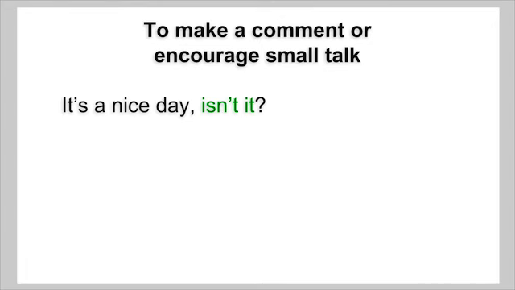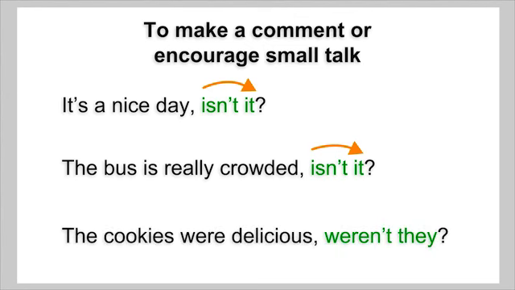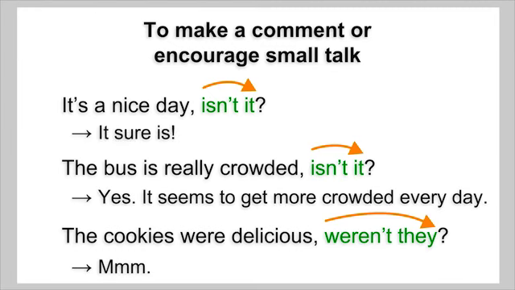The second way we use tag questions is to make a comment or small talk. We use downward intonation for these questions. For example, "It's a nice day, isn't it?" "The bus is really crowded, isn't it?" Or, "The cookies were delicious, weren't they?" For these tag questions, we don't expect an answer, but the other person can continue the conversation. Look at these short conversations.